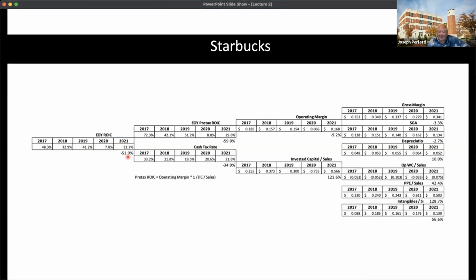There are 3 reasons that this ROIC changed. Reason 1 is the rate of taxes that they pay. In 2017, their tax rate was 33.2%. In 2021, their tax rate fell to 21.6%. It's a 34.9% drop in taxes. Did that help or hurt Starbucks's ROIC? If your tax rate goes from 33 to 22, does that help or hurt your ROIC?